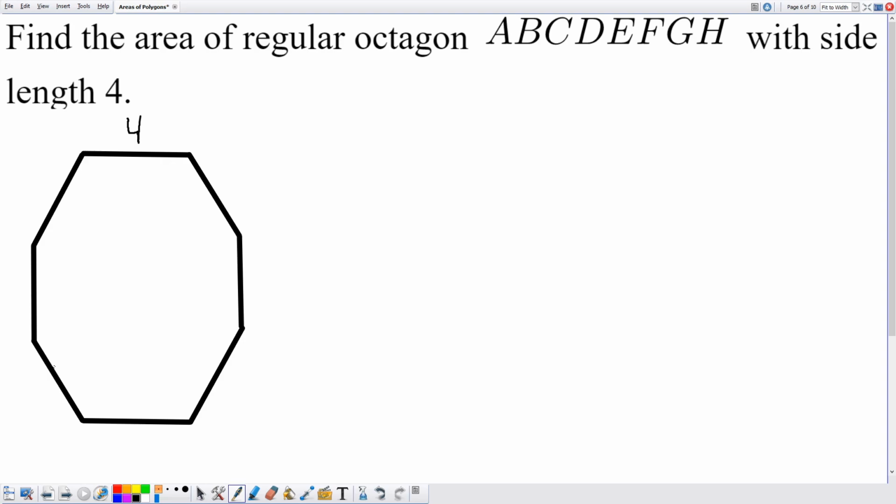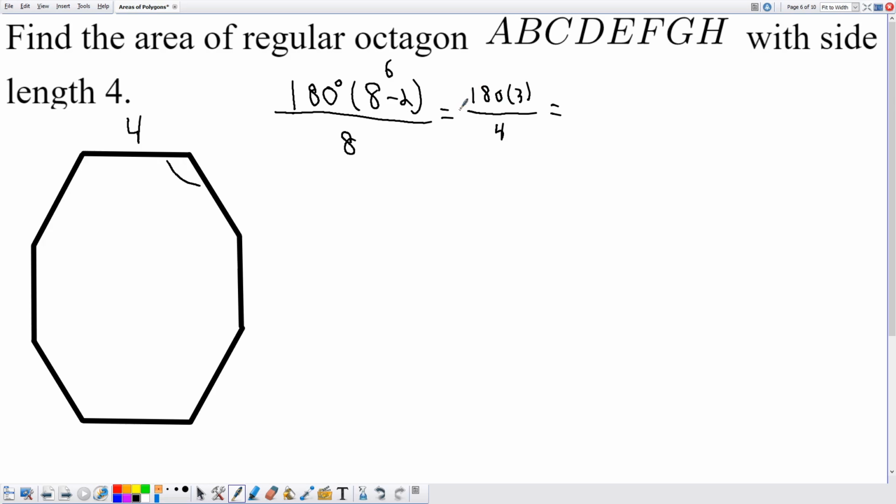Now, what can I do from here? Well, we can try to break this down into simple shapes. Let's start by finding some of the interior angles. So we take 180 times the number of sides, 8, minus 2, over the number of sides, 8. That becomes, well, this is 6, and 6 over 8 divides evenly to become 3 over 4.